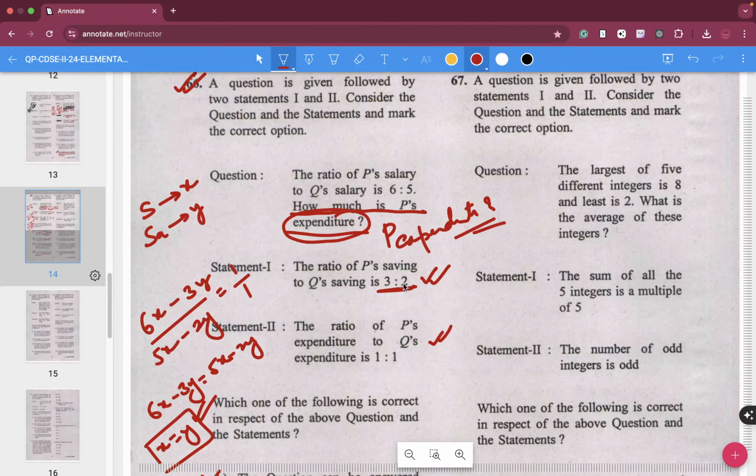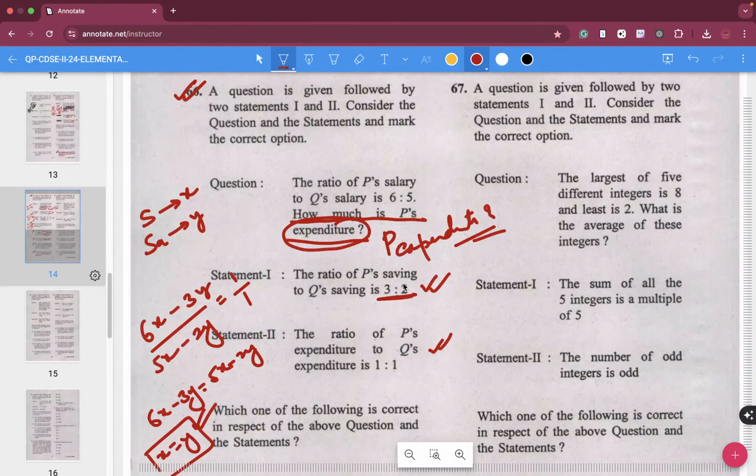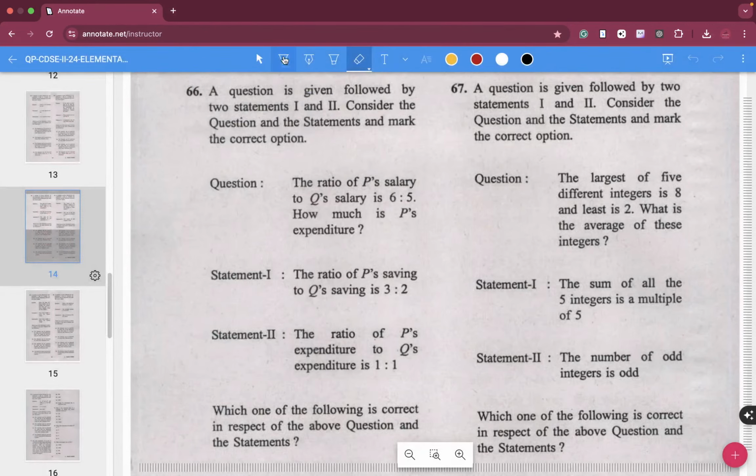Now we'll move to question number 67. A question is given followed by two statements 1 and 2. Consider the question and the statements and mark the correct option. The largest of the 5 different integers is 8 and the smallest is 2. There are 3 more integers over here. What is the average of the integers is what they are asking.